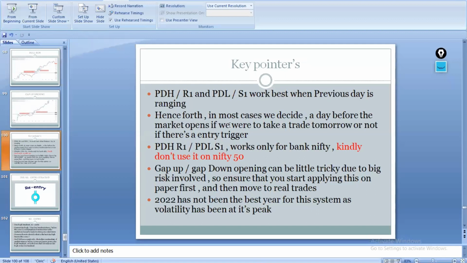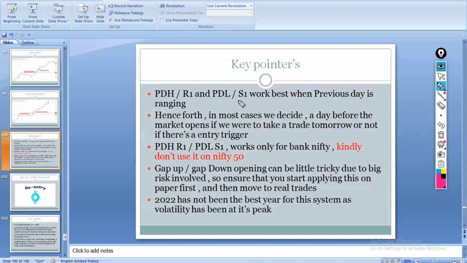So a day before the market opens, if I know that yesterday was a trending day, right, and overall the market is still in a range, then I would not enter as and when the breakout is happening, right? I would always wait for retracement. Not just that, what we also do is we always plan the trade a day before the market opens. That is again one thing which I have already told you.